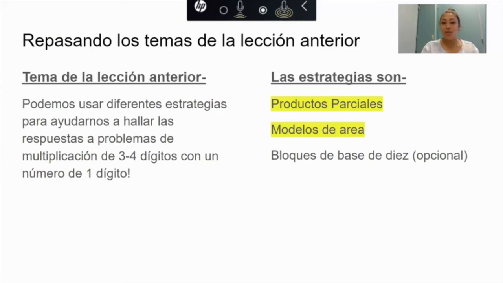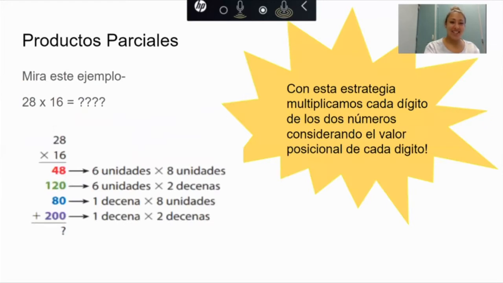Seguimos con productos parciales. ¿Están listos? Pueden decir listos con un bailecito. Seguimos. Ahora vamos a cubrir productos parciales con números de 2 dígitos. En su caja número 1 pueden escribir el título, productos parciales, y pueden copiar esta pregunta conmigo y pueden seguir.